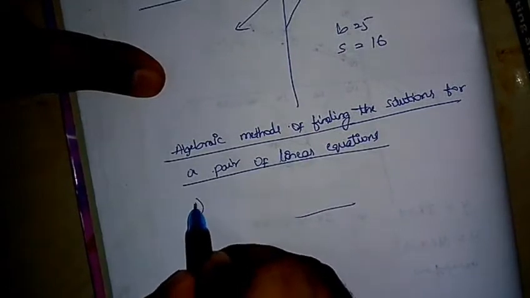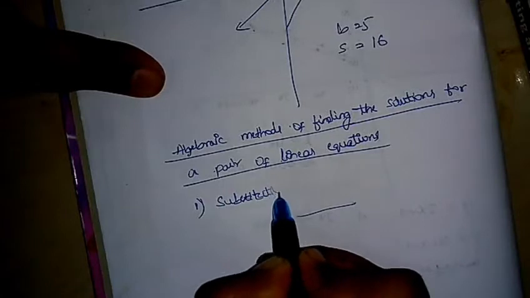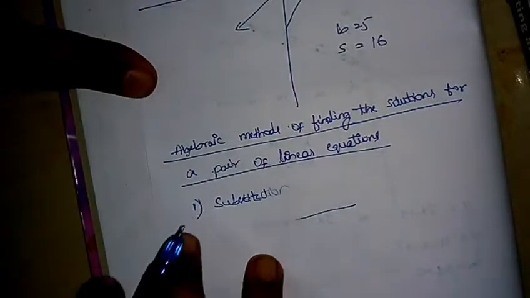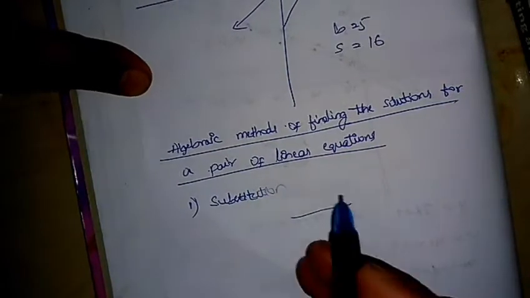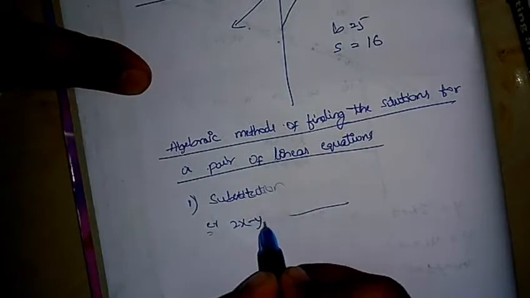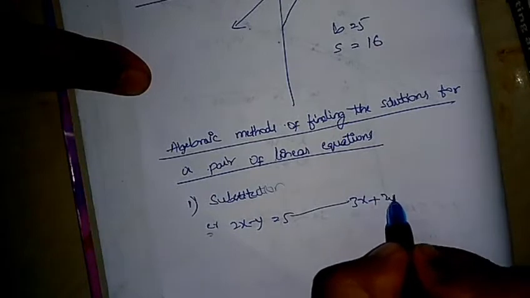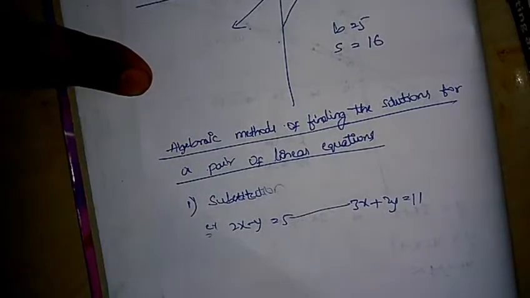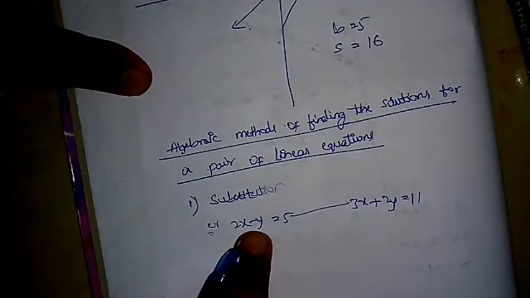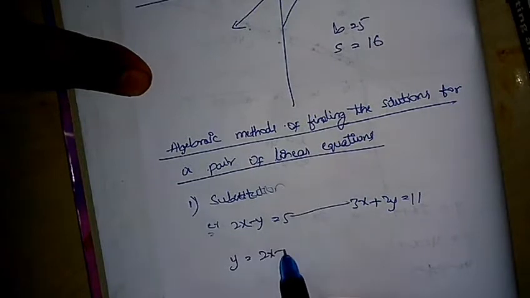So let's start with substitution. Substitution method. Step 1: in one of the equations, express one variable in terms of the other variable. Let's choose an example: 2x minus y is equal to 5 and 3x plus 2y is equal to 11. So you have to express one variable in terms of the other. You can write y is equal to 2x minus 5.